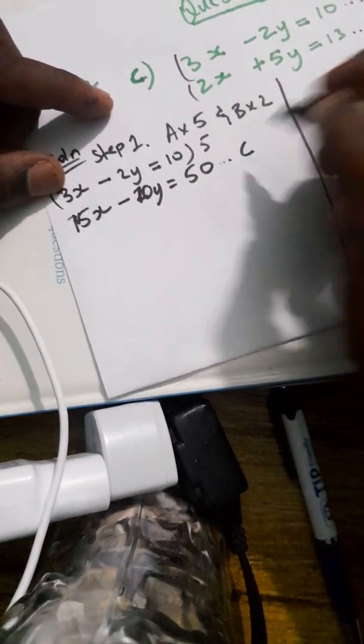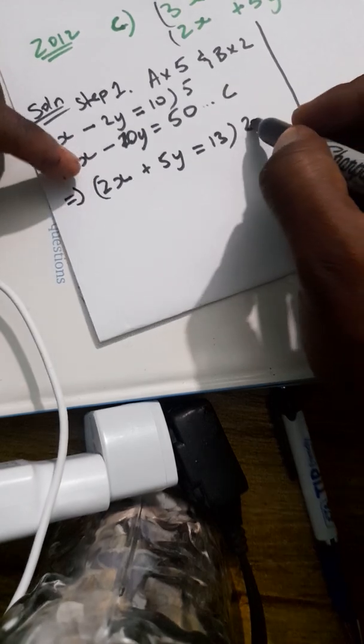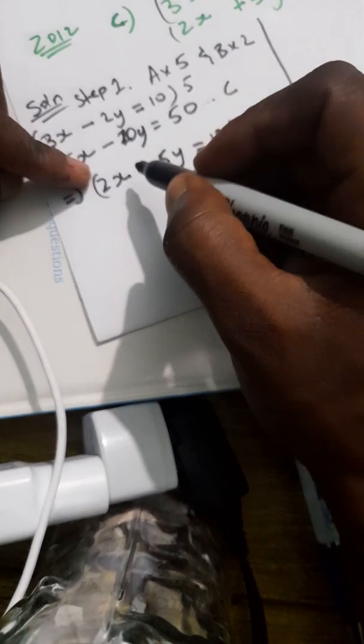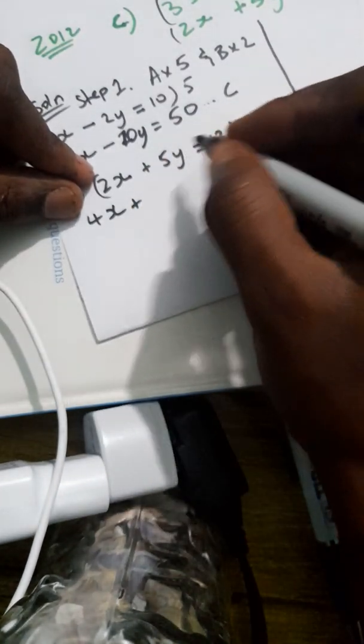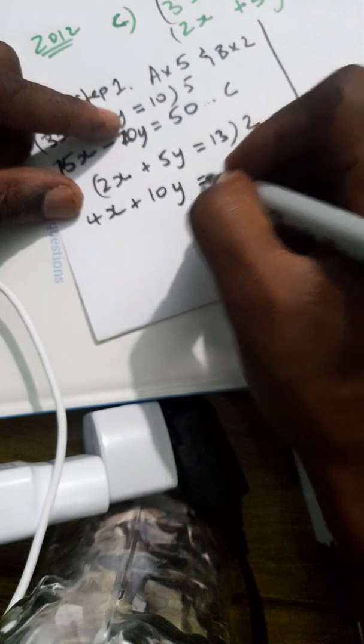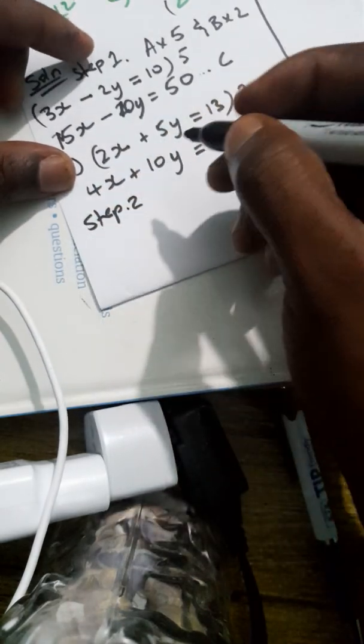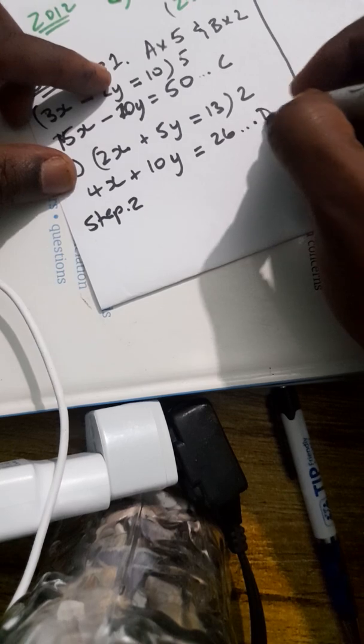Since this was A, it changes to C. Then you also multiply 2x plus 5y equals 13, that is B, by 2. So 2 times 2x is 4x, and 2 times 5y is 10y, equals 2 times 13, which is 26. In step 2, you name this C and D. You can't name it back A and B, you have to name it something different.